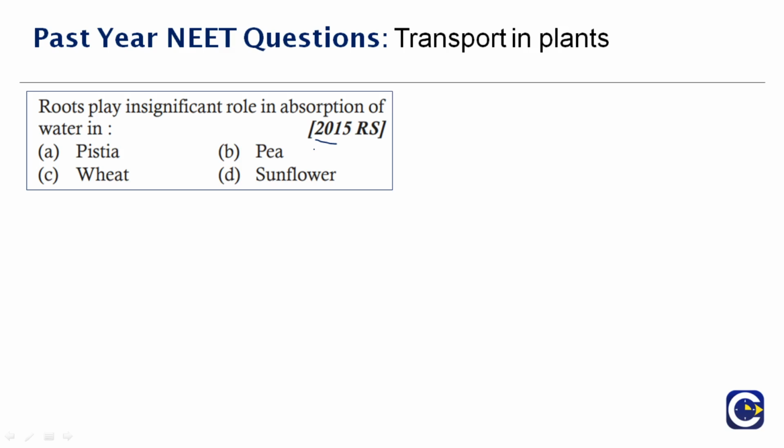Roots play insignificant role in absorption of water. Okay, this is once again an easy question. Here they have given you a hint. What hint is that? If you see, the plant has to be a hydrophyte. The plant has to be a hydrophyte if it does not require a root system for absorption of water. So out of the 4 options given here, pea plant is not a hydrophyte, neither is sunflower nor wheat. The only hydrophyte given in the options is pistia. Since pistia is a hydrophyte, it will not require a special root system to absorb water, because it is already present in water.